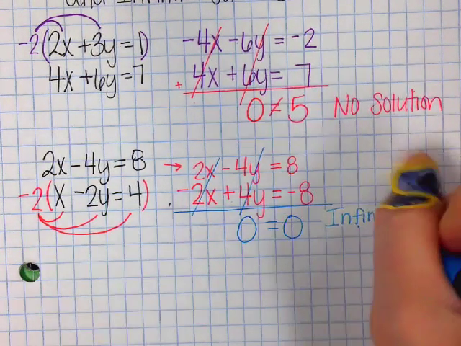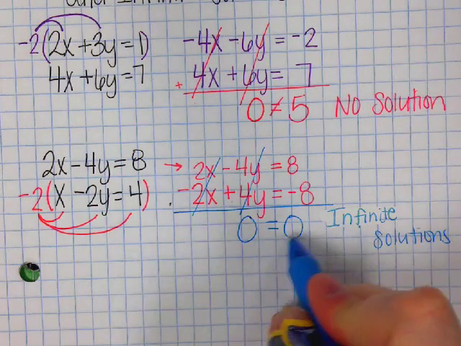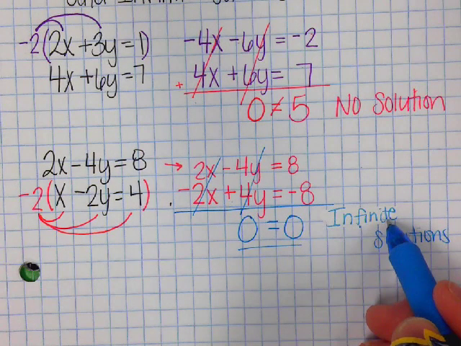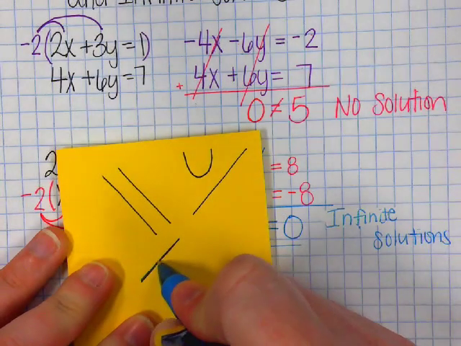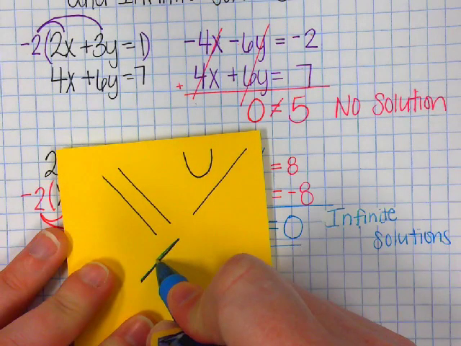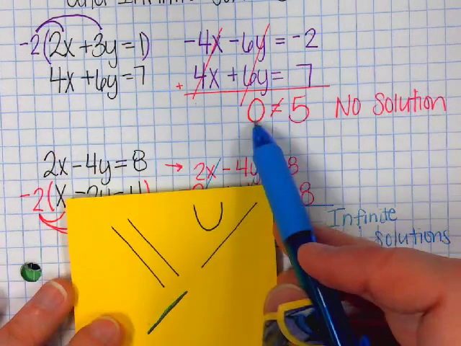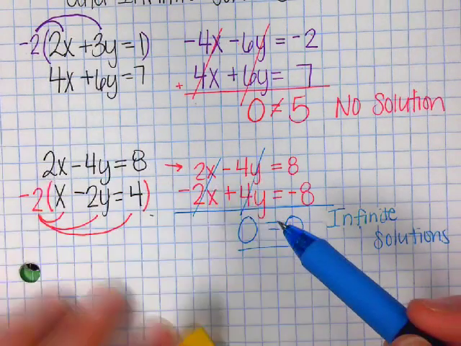Infinite solutions. So since 0 always equals 0, there are an infinite number of solutions, because remember, they're always touching each other. The two lines are exactly the same. So that's infinite solutions. Well, 0 never equals 5, so that is no solution.